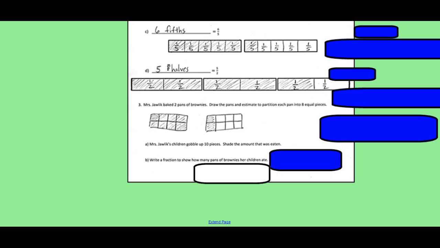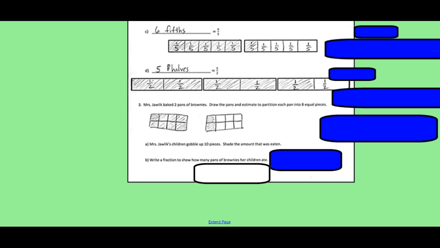Okay, so for part B, it says write a fraction to show how many pans of brownies her children ate. It shouldn't say pans, because we know that there's only 2 pans, so it's really how many pieces of the brownies did they eat. So we know that for the first pan there were 8 pieces, and all of those pieces got eaten. And for the second pan there were 8 pieces and only 2 pieces got eaten. So altogether there were 10 pieces.